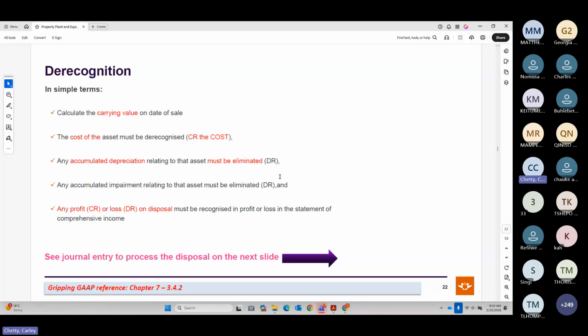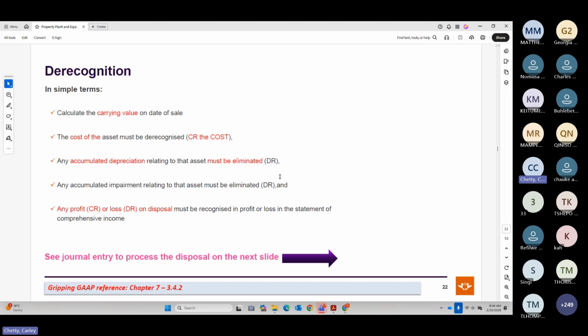So let's just summarize what's going to happen. We need to calculate the carrying value on the date of the sale. And then the cost of the asset needs to be derecognized. And this is going to happen by crediting the cost. Previously, we would have debited the cost when we recorded the asset on acquisition. So now we are removing the cost from our financial statements, and we do that by crediting the cost.